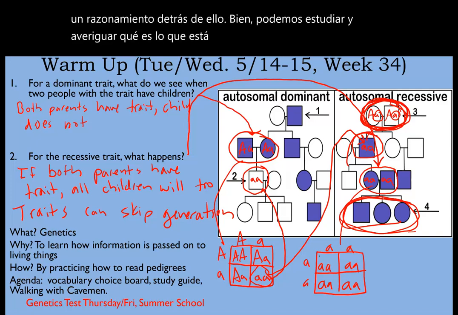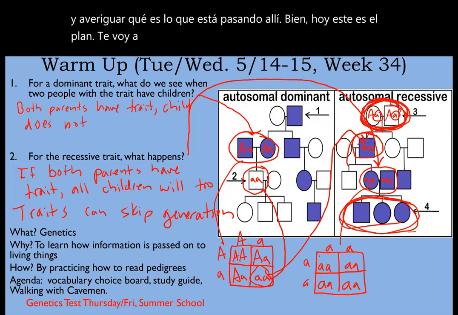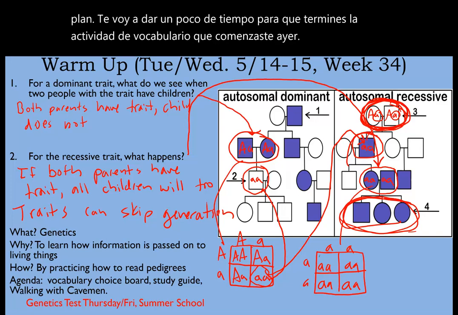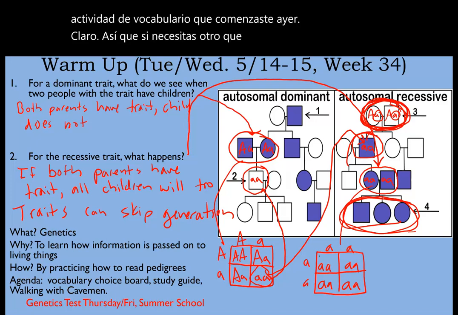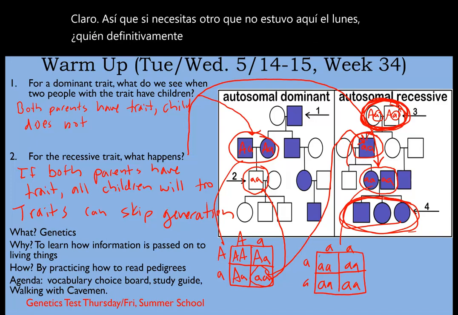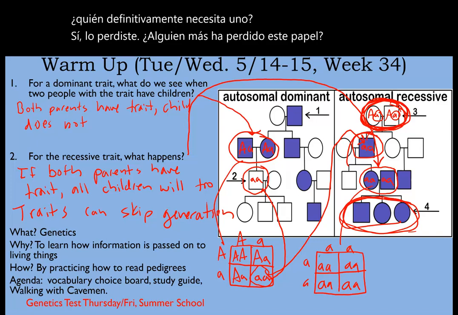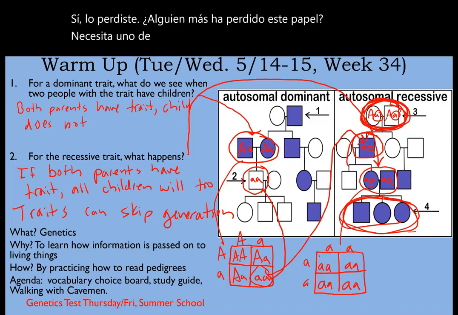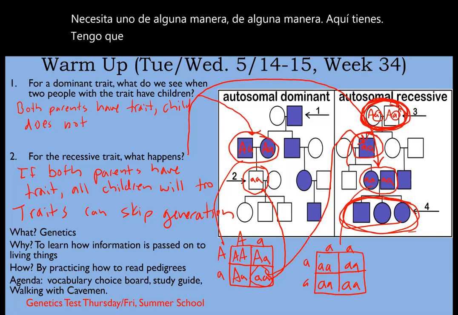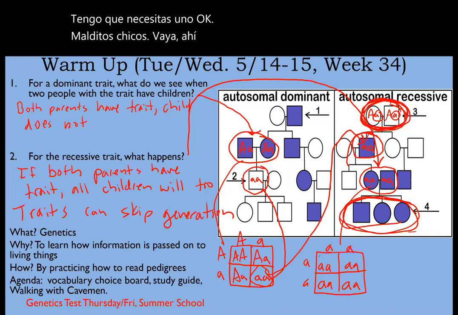Okay, so today, this is the plan. I'm going to give you some time to finish up the vocabulary activity that you started yesterday. If you need another one, who was not here Monday? Who definitely needs one? You lost it. Okay, anybody else lose this paper, or needs one somehow, some way? There you go. Ivan, you need one? Okay. There you go, Trishawn.